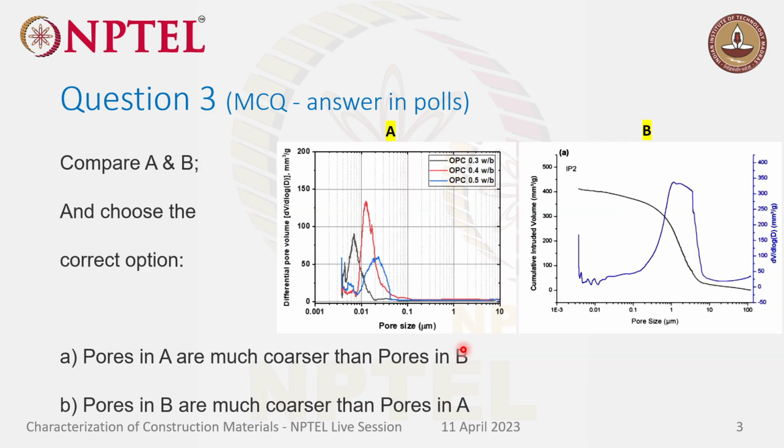Now let's move to question number 3. Now I have given you two graphs here, graph A and graph B. You have to compare both graph A and graph B and try to understand what is different here in terms of the pore size. I'm asking you to understand about the pore size. So you have to consider only the differential graph here. Try to understand what is different in both of these. Let me start the timer for a minute. You have only two options.